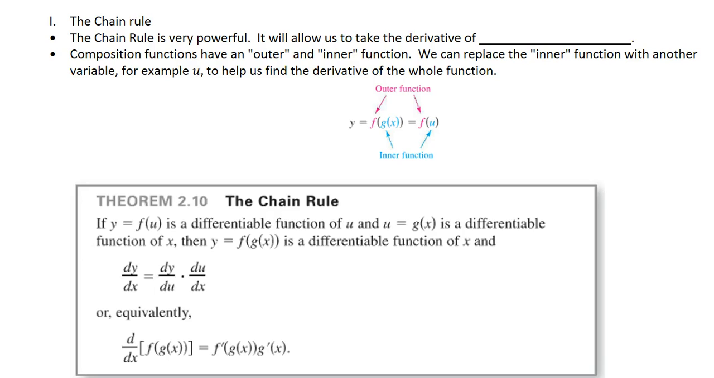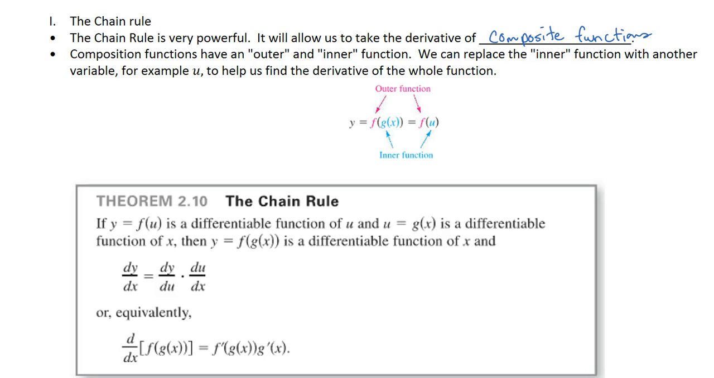In this section, we're going to be investigating a very powerful rule, which is called the chain rule. And the reason why this is interesting is because it allows us to take the derivative of composite functions, or composition functions. Now, composition functions are basically what happens when you plug one function into another. So they have an outer and an inner function.